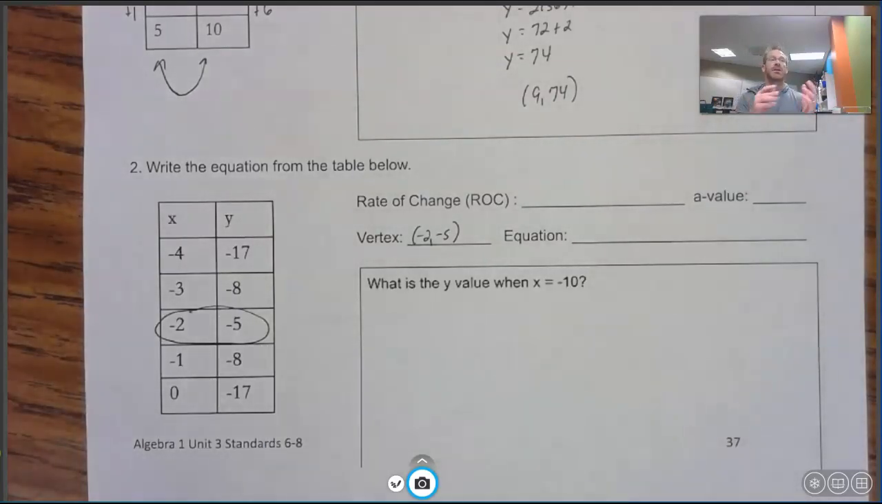Now, once again, we know it's either absolute value or it's quadratic. And I keep saying these things to you because I want you to internalize those questions so that when you get on an assessment, you already know what to ask yourself.